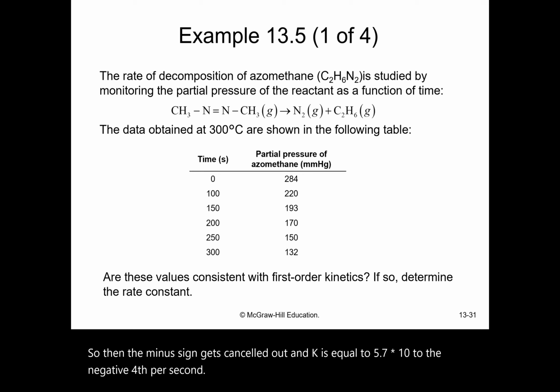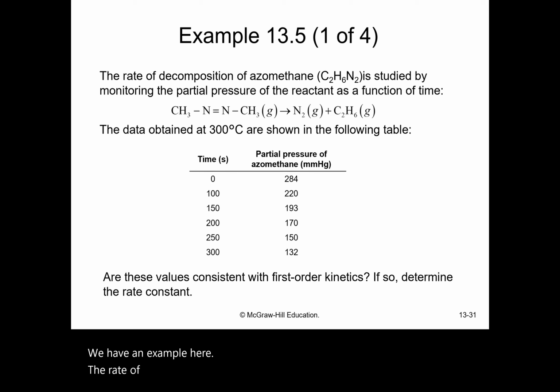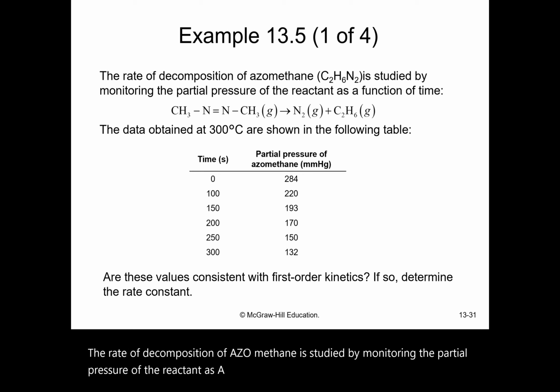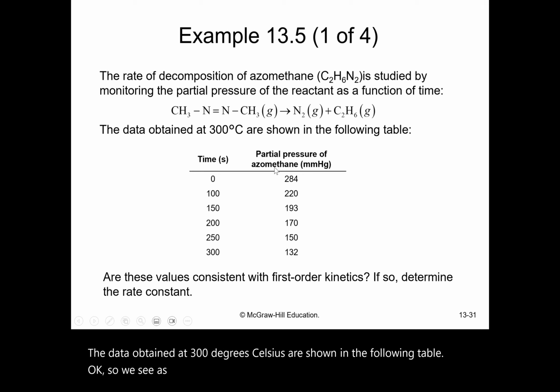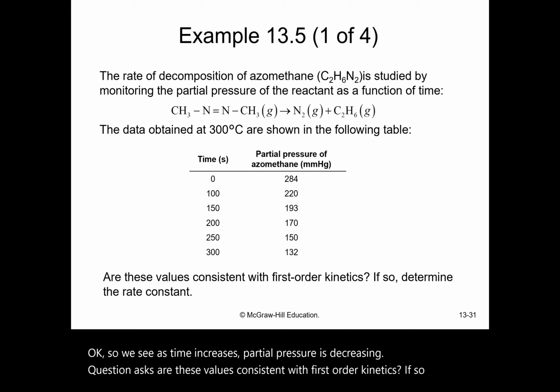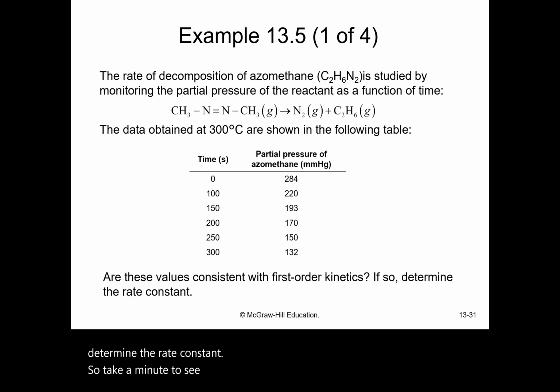We have an example here. The rate of decomposition of azomethane is studied by monitoring the partial pressure of the reactant as a function of time. The data obtained at 300 degrees Celsius are shown in the following table. We see as time increases, partial pressure is decreasing. The question asks, are these values consistent with first order kinetics? If so, determine the rate constant. So take a minute to see if you can solve this problem.